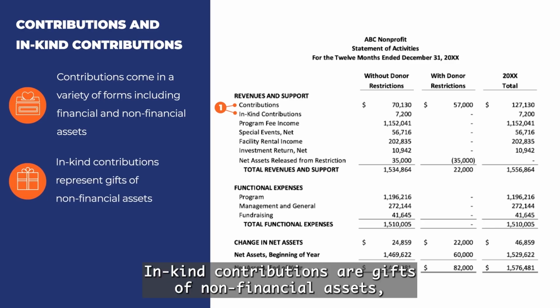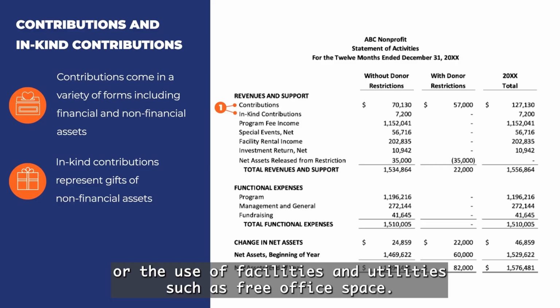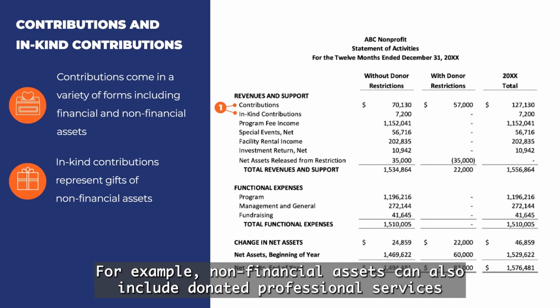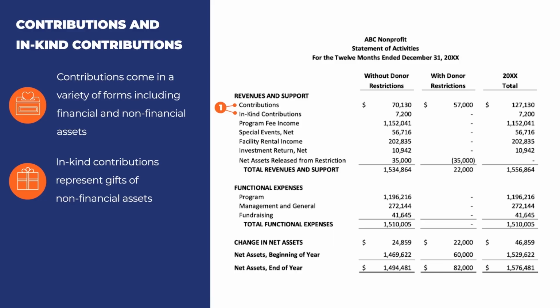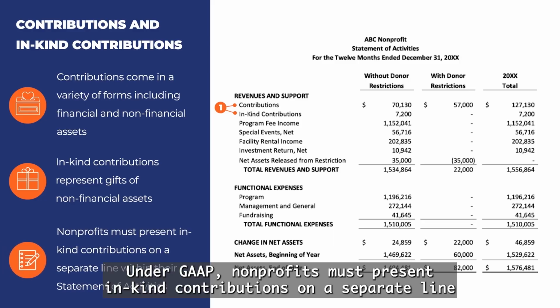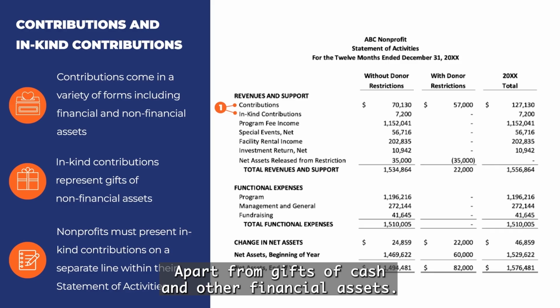In-kind contributions are gifts of non-financial assets, such as land, buildings, materials, and even works of art, or the use of facilities and utilities, such as free office space, for example. Non-financial assets can also include donated professional services, such as legal, marketing, educational, or financial services. Under GAAP, nonprofits must present in-kind contributions on a separate line on the statement of activities, as shown here, apart from gifts of cash and other financial assets.